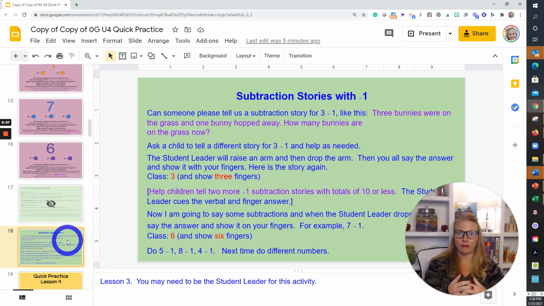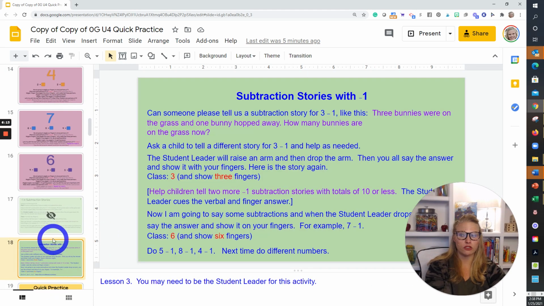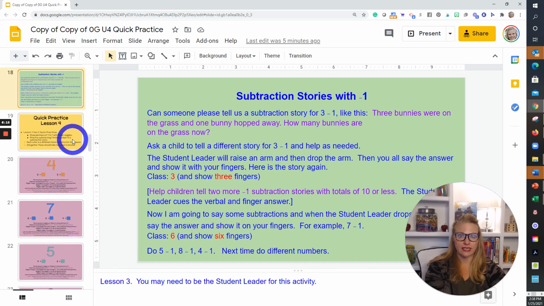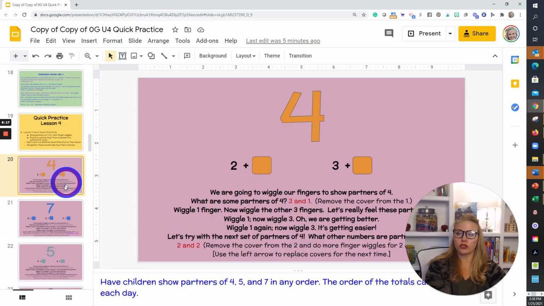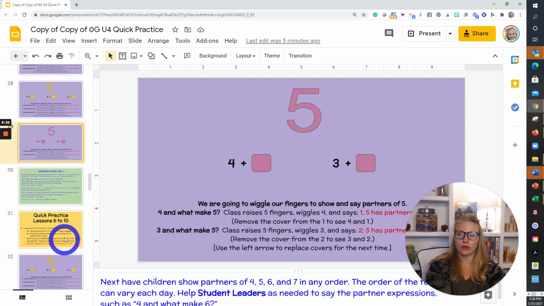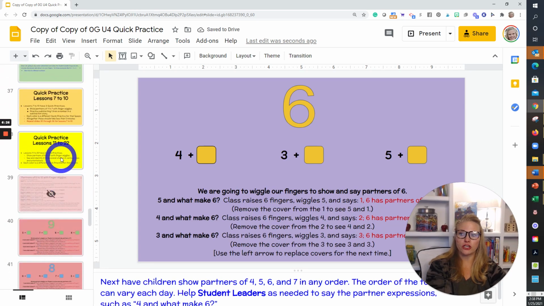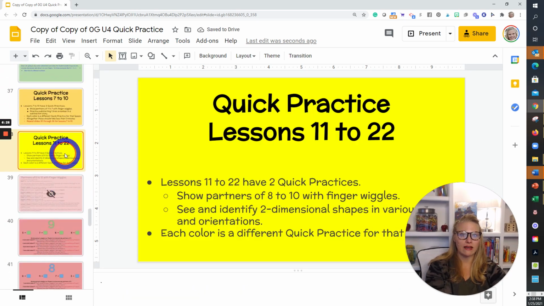You're going to do that just for a couple of times. Only for the 5 minutes should this entire thing take. So you're doing your finger wiggles, you're telling a couple of stories, we're finished, we go to the next lesson for the next day. So you'll continue that with different partners. We go back to subtraction stories. You can see we keep going here. We go back, more subtraction stories, and then you're going to get to lessons 11 to 22.